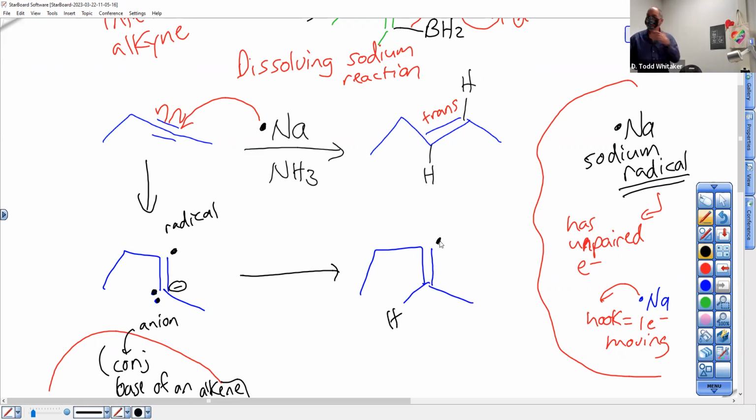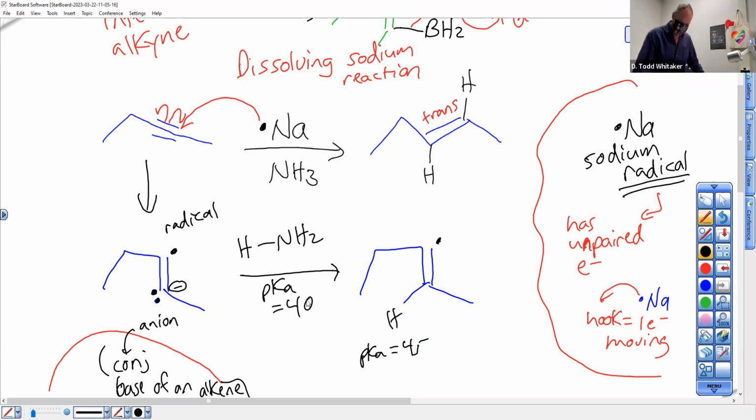I don't have hydride. I have to use what's available. Something with a pKa less than 45 has to be available. How do I know that? Because 45 is the product. The reactant has to be less than 45, and what is it? 40. It's an amine. I know it's not an amine, but it's the equivalent of an amine. Acid base. That's NH3. I just drew it so it shows one of its bonds. That's all.